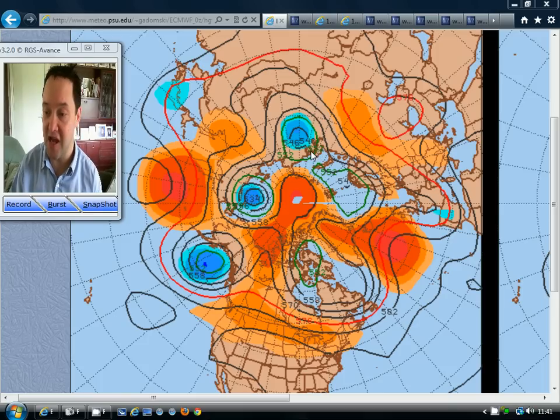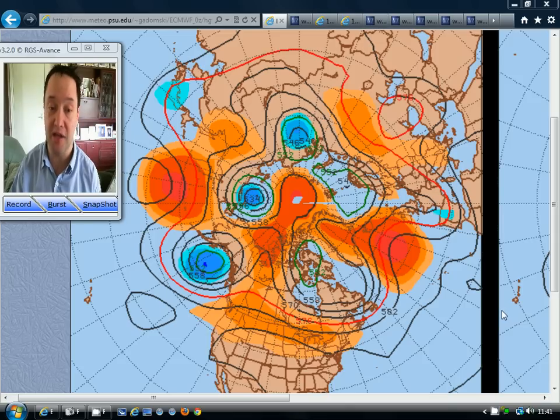So the first thing we want to look at, as we usually do with these videos, is the 500 millibar height anomaly charts, and we've got the ECMWF here on the left. The GFS is on the right. We'll have a look at the GFS in a moment. 500 millibars, 18,000 feet. You probably know this by now anyway, but I've got to explain it for anybody that's watching the video for the first time.